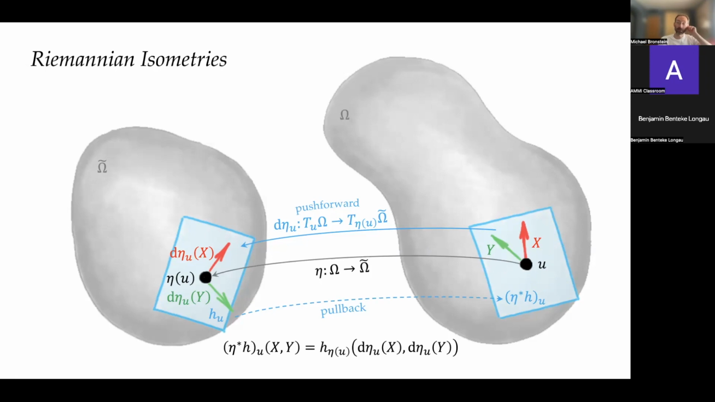But back to the concept of pullback, I hope you can understand it, right? This is what is denoted by eta star h. So h is the metric on my second manifold, on omega wave. I take tangent vectors, right? The metric takes a pair of tangent vectors x and y. I map them by the push-forward to the other manifold. I take the metric of that other manifold, and this gives me a metric on the original manifold, right? So this is called the metric pullback.